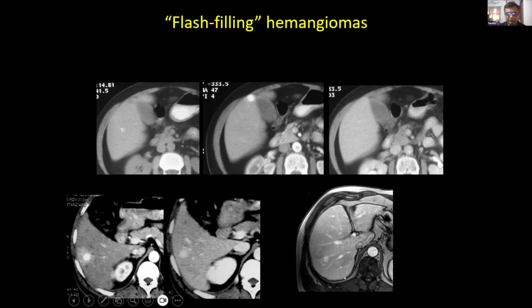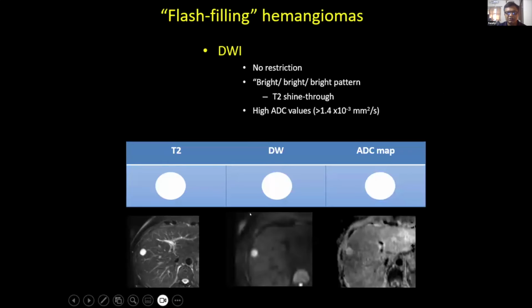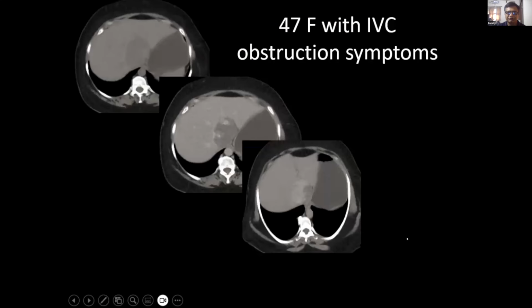Here is one more example of flash filling hemangiomas. In MR, it's again T2 bright, and diffusion also shows increased ADC values. Unlike metastasis and those lesions, it doesn't show reduced ADC values. And this is a very interesting case.